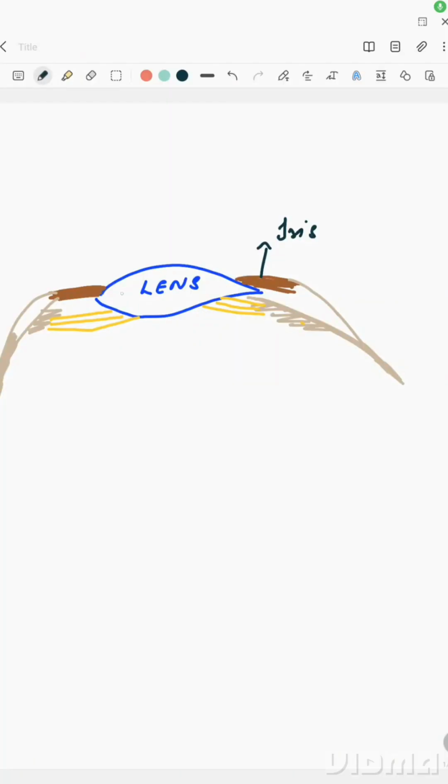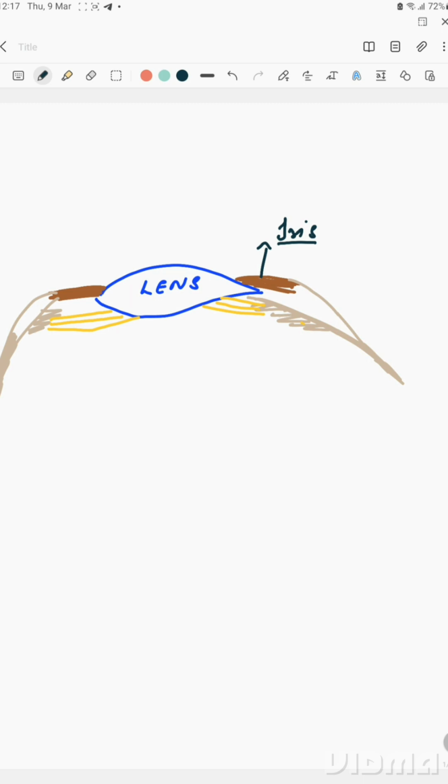Next is the ciliary body. To understand in detail about ciliary body, you need an image. Let's go to that, okay? You can see here, this is a lens. Attached to the lens is the iris. You see here, this is the iris. Iris continues as a ciliary body. See, this is a ciliary body.